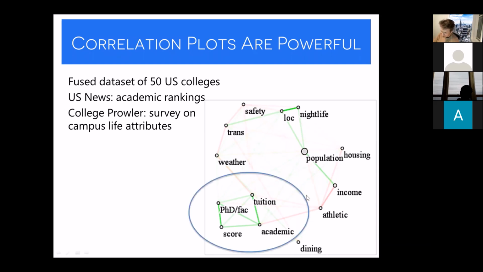So you can see a lot here. You can see this cluster here. This is the academic cluster. You see safety, location, nightlife. When the nightlife is good, safety is not so good, you know, that happens. Transportation is better, I don't know why that is. And then there's PhD by faculty and academia, which is interesting here. I just highlight a few things. Income and athletics is interesting, and that athletics links together the academics. So I just try to highlight certain things here.